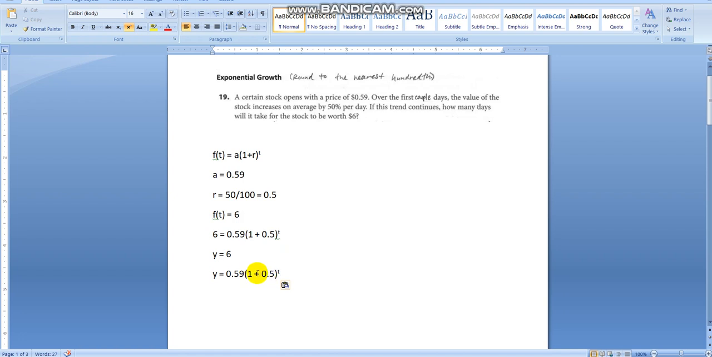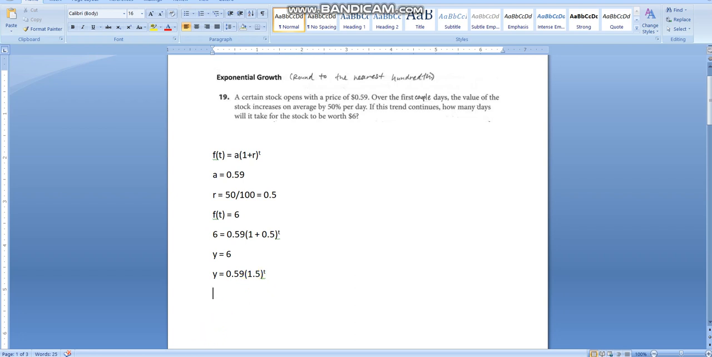We also know this is exponential growth because 1 plus 0.5 is 1.5. So if you see that there, it's exponential growth. If you guys were paying attention right before the quarter ended, if this number in the parentheses is greater than 1, that represents exponential growth.